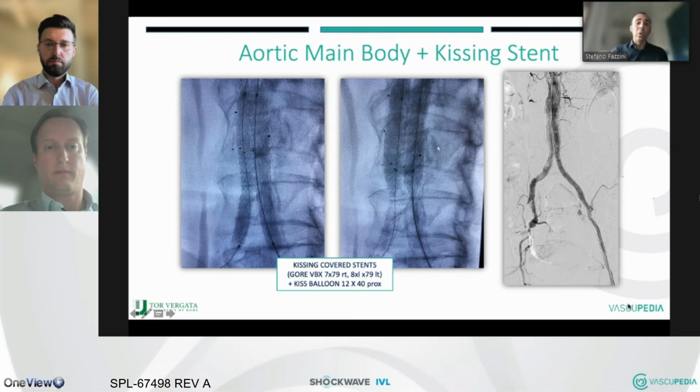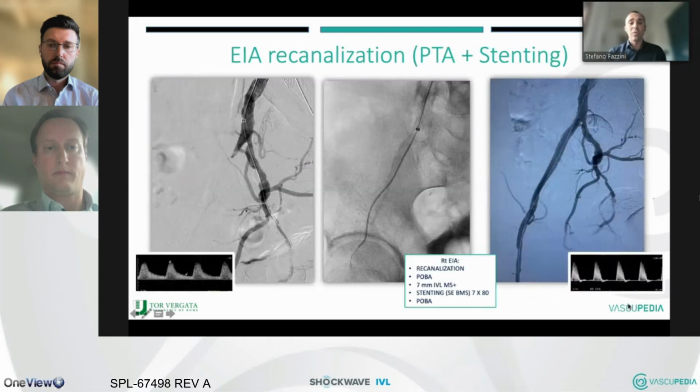left, we molded this cover stent with a 12 millimeter balloon, and we used cover stent in place of aortic limbs. And of course, we think that this could guarantee a better radial force in this sort of very calcified lesion. And at the end, third solution for this chronic occlusion: recanalization, in this case predilatation, IVL, self-expandable covered stent, and then a POBA.